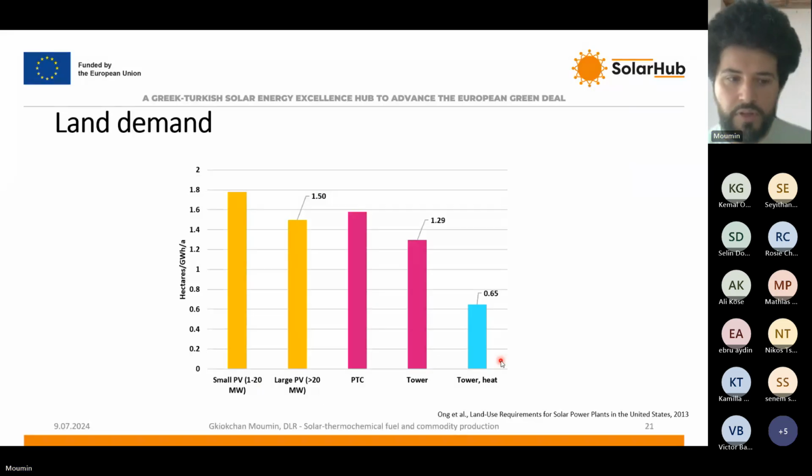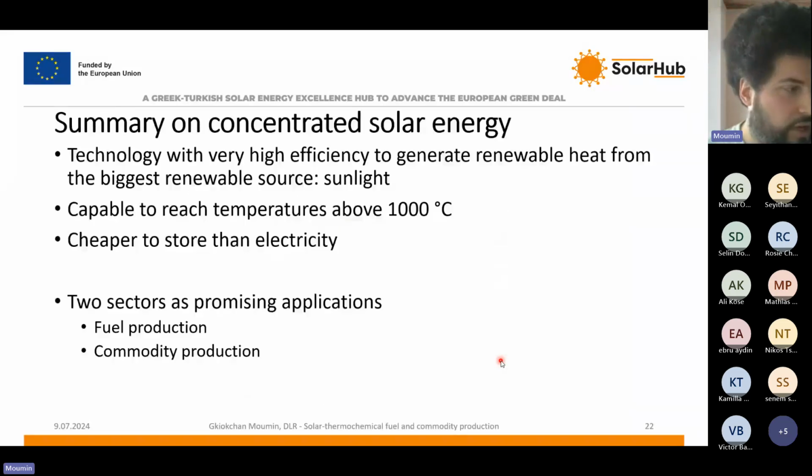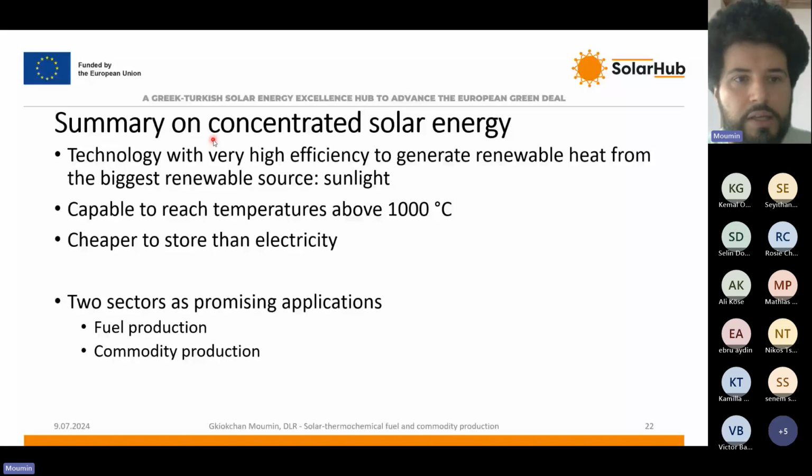So I would summarize what we discussed until now. With concentrated solar energy, we have a technology with very high efficiency to generate renewable heat from the biggest renewable source, which is sunlight. And it can reach temperatures above 1000 degrees C, I would say easily, so the research is already going in this direction. And it is cheaper to store than electricity. This is a very important factor to keep in mind.